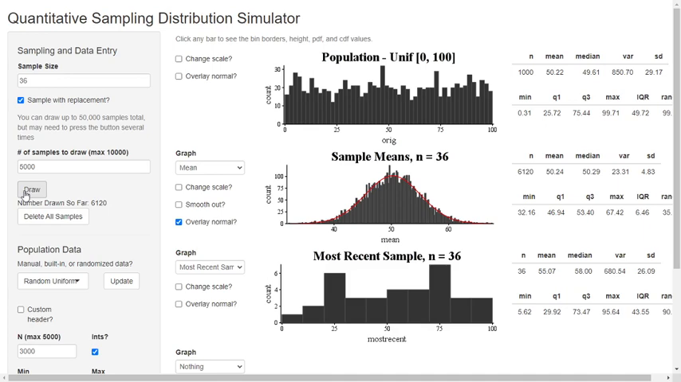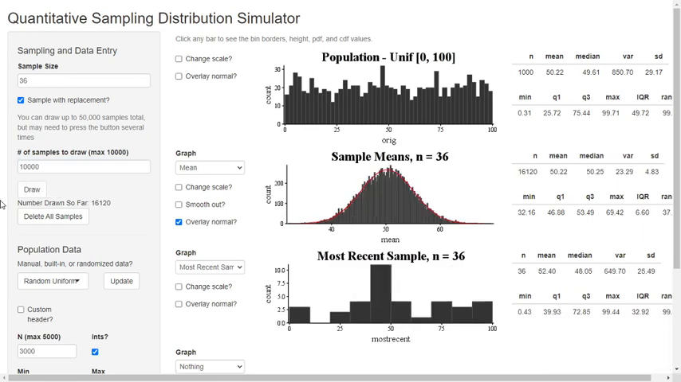Okay. Let's do 10,000. So now we're up to 16,000 samples, and as you can see, those are samples of X bars. X bar is centered around 50, specifically 50.52, it says right here. Okay? And it's quite normally shaped.